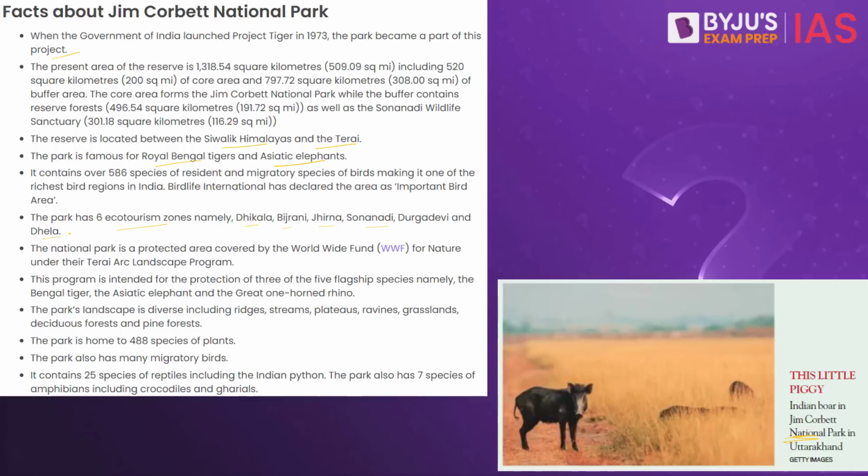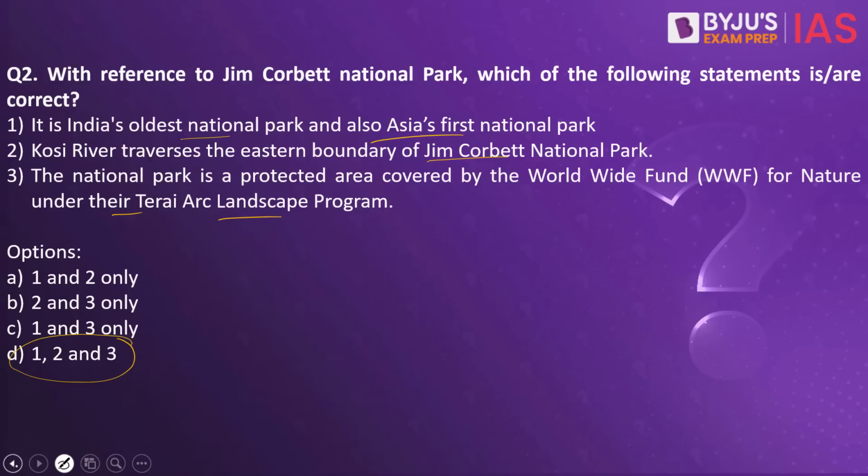The national park is a protected area covered by the Worldwide Fund for Nature under the Terai Arc Landscape Program. So if we look into the statements, the first statement is right.